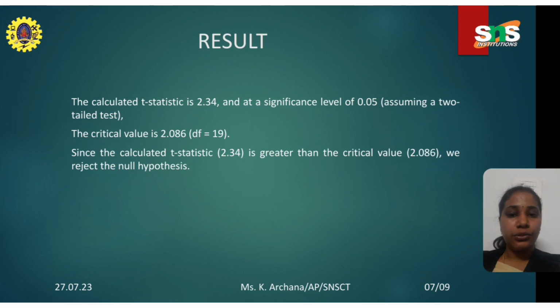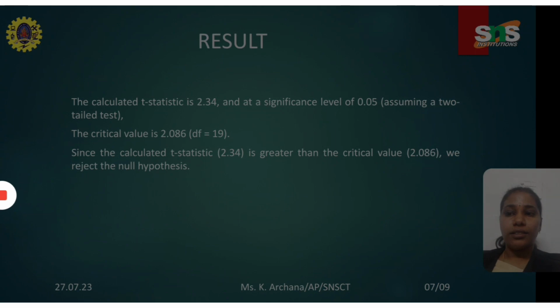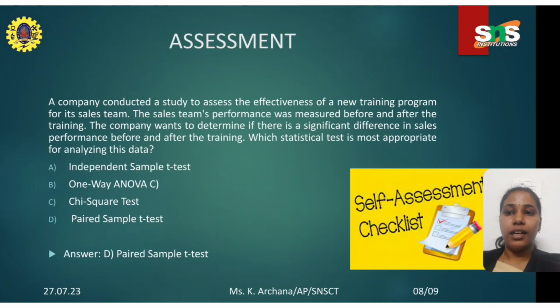When we are taking two means, we are taking the critical value as 2.086. Okay, that is a fixed value which cannot be changed when testing a two-tail test, that is, when checking two means. Okay, so as we are rejecting the null hypothesis, here is a small assessment.